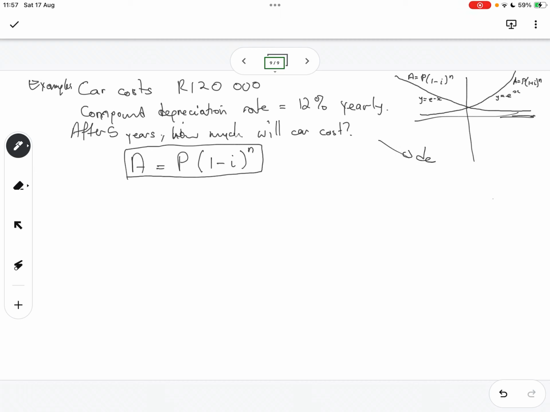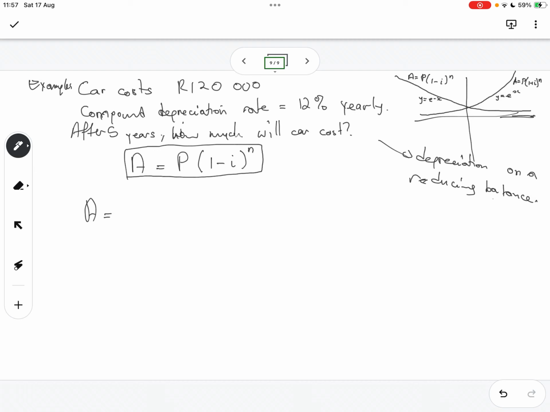And by the way, this is called depreciation on a reducing balance, because the interest is calculated on the amount left over as it decreases, and the amount left over is called the reducing balance. But let's just get to an example.